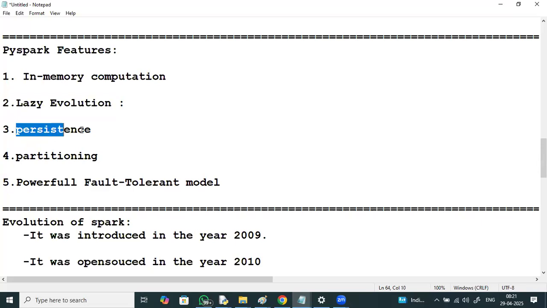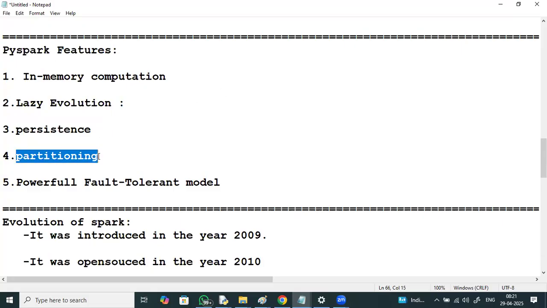Persistence is one more feature of PySpark. The output of an already executed transformation can be reused. You can make use of it, with no need to re-execute it again.